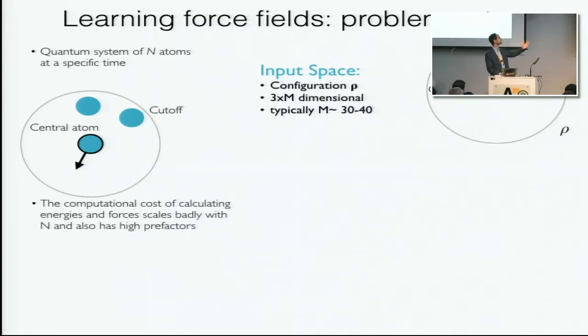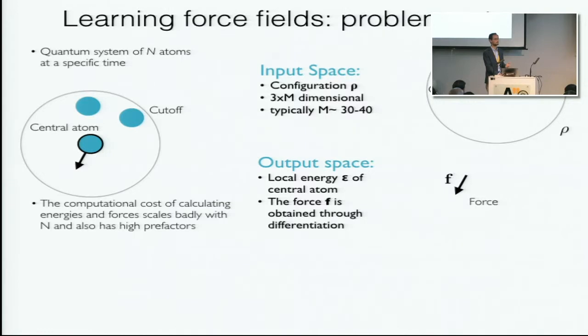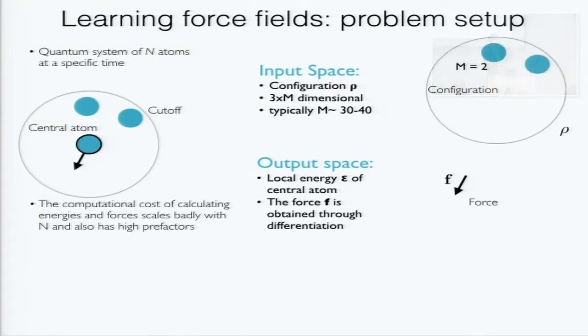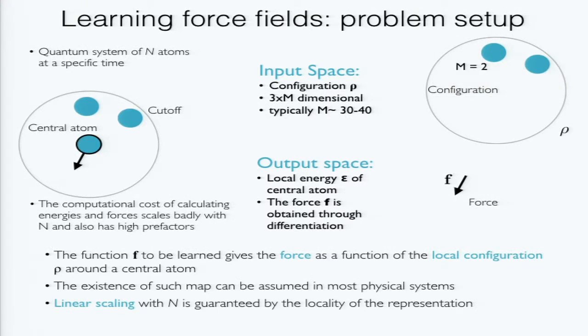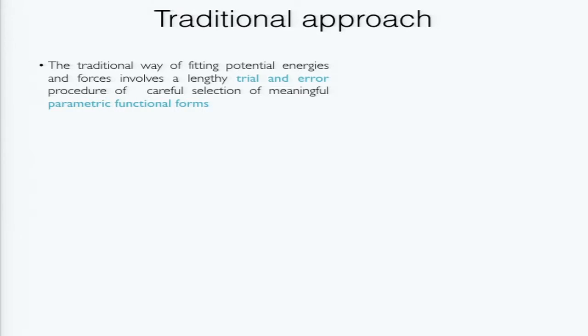So in this case, m equals 2. We have a 3 times m dimensional input. Maybe you remove rotations and translation, so it's minus 6 degrees of freedom. And typically m is 30 or 40, so it's a high-dimensional regression. The output is a force, typically modeled as the derivative of an energy that is not observed because it's a local energy. This is the standard setting, in which you learn a local function. This is assumed so that if you scale to really big systems, everything is linear and everything is fast.